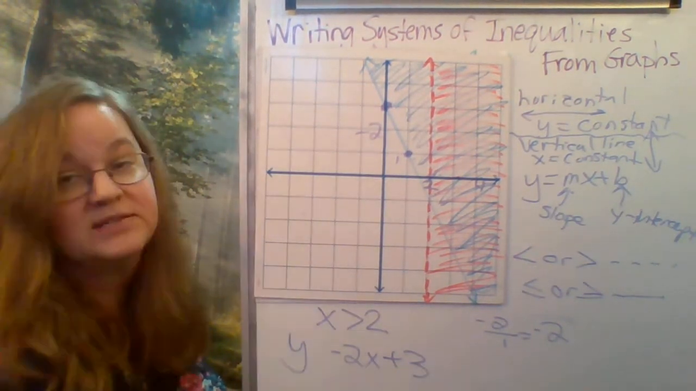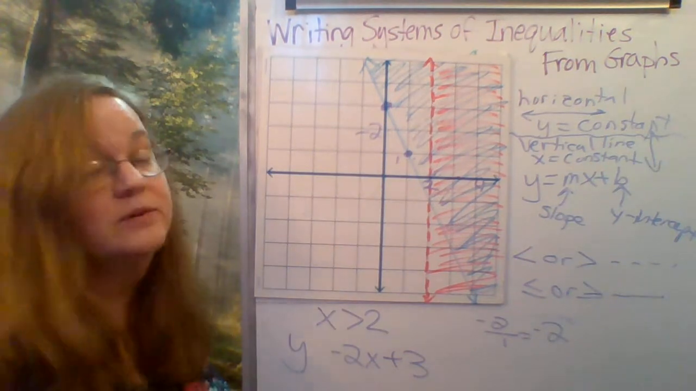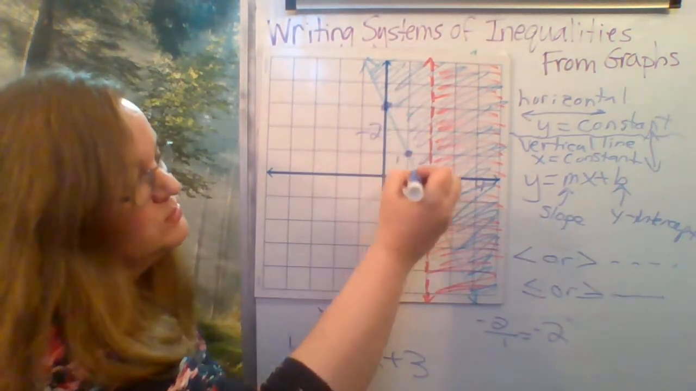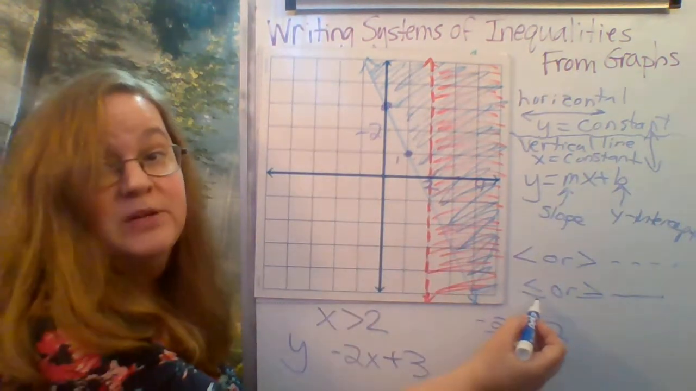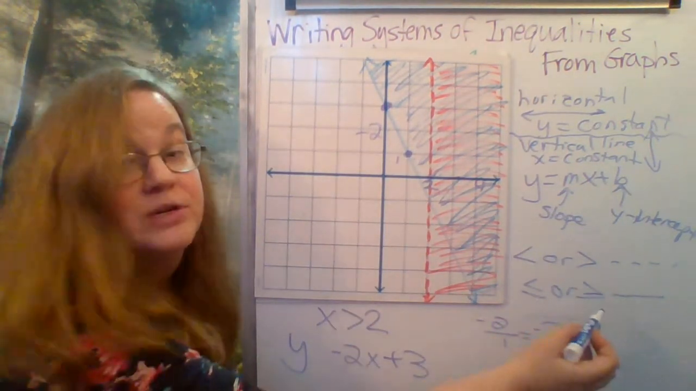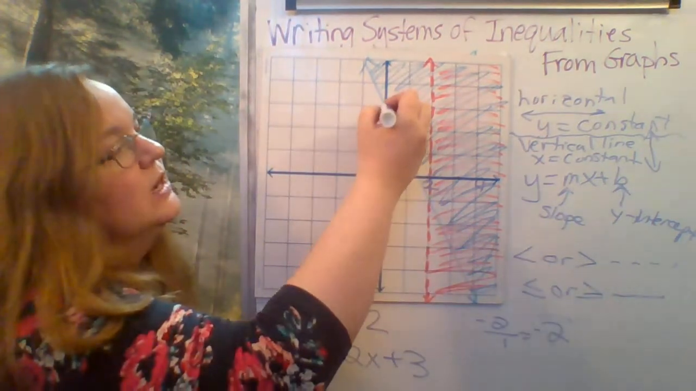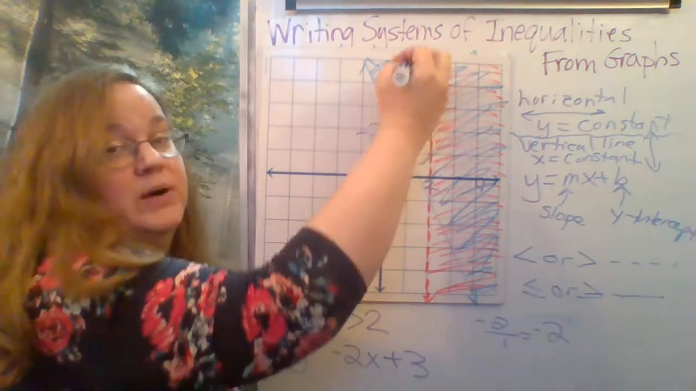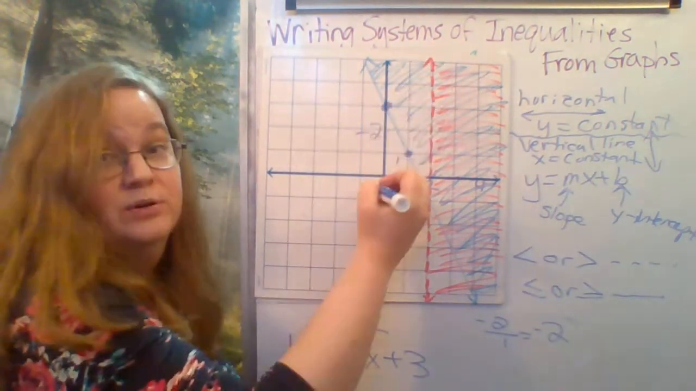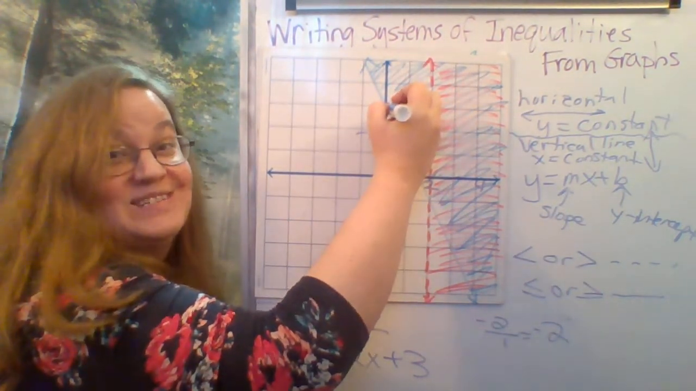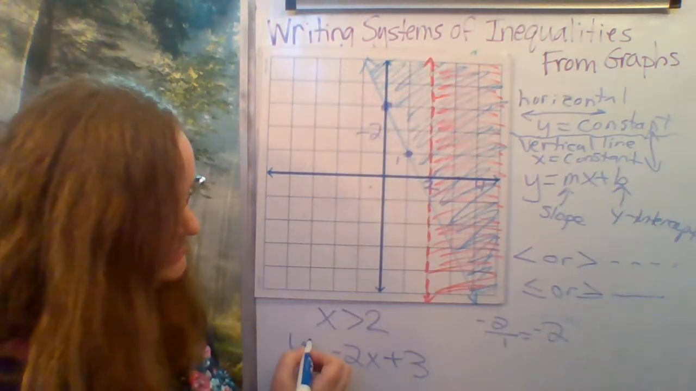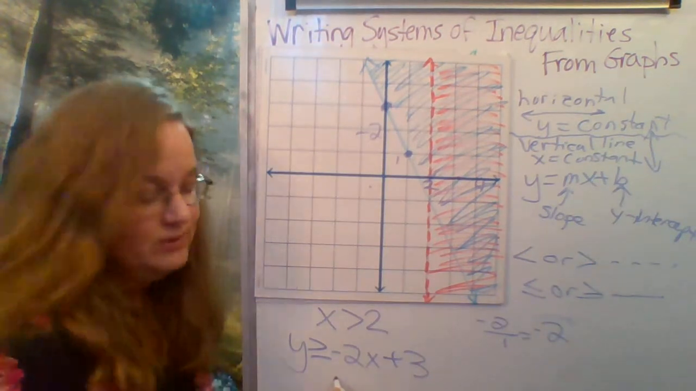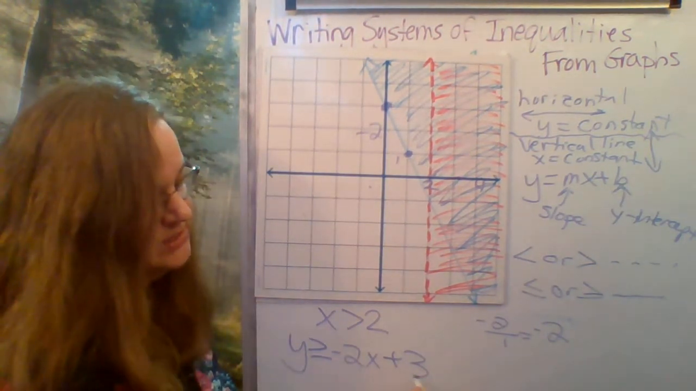I'll have y on this side. And again, I'm going to decide what symbol I should be using. When I look at this blue line, it's solid, so it's got to be an or equal to, so it's either less than or equal to or greater than or equal to. Starting from the y-intercept as a reference point, look at the shading. Is the shading above, so it's greater, or below, so it's less? Well, the shading is above, so that means that it is greater than or equal to. So y is greater than or equal to -2x plus 3.